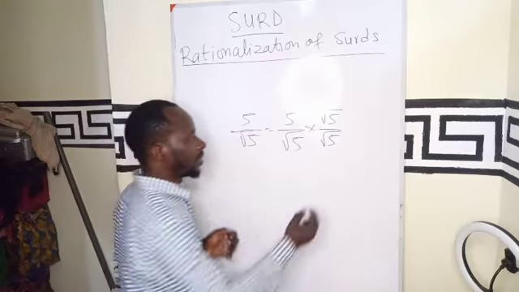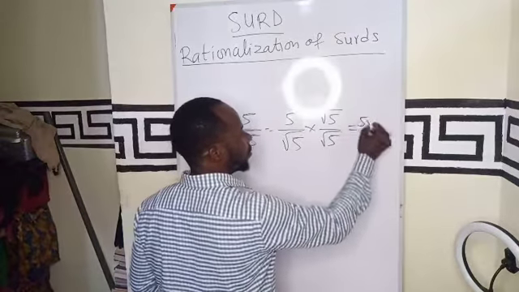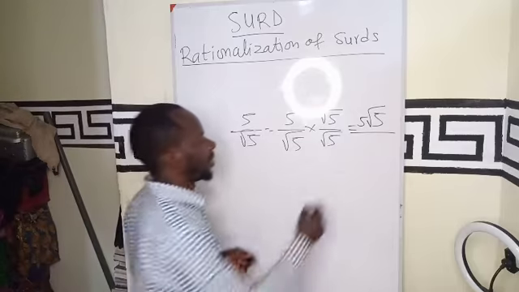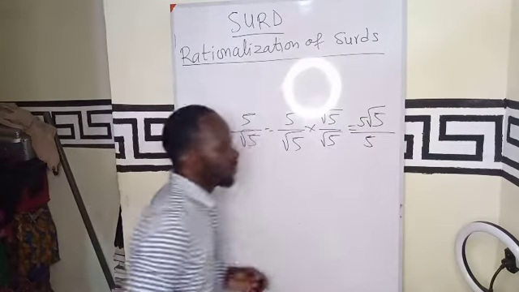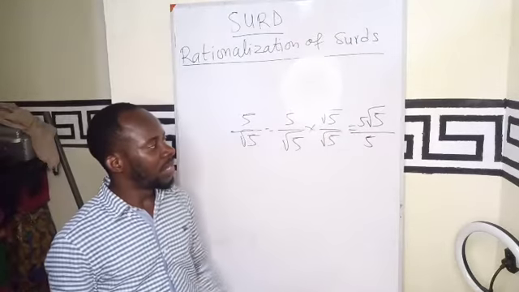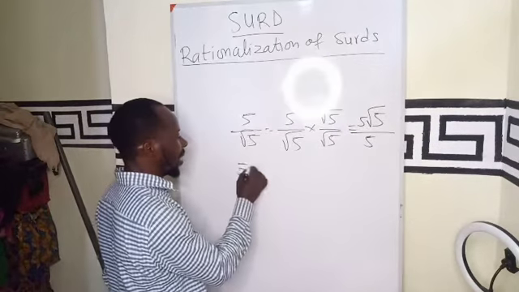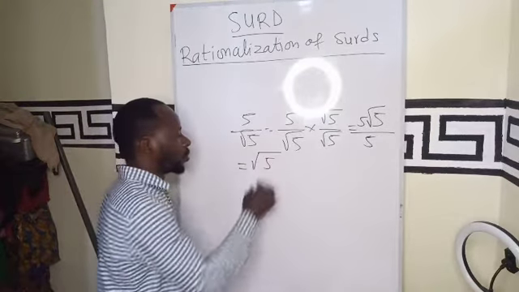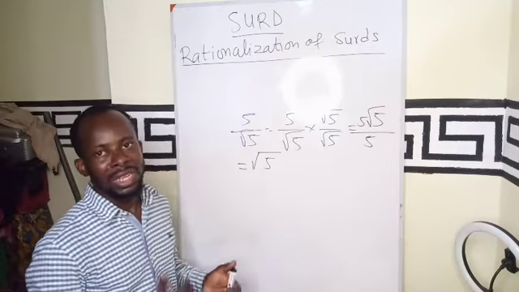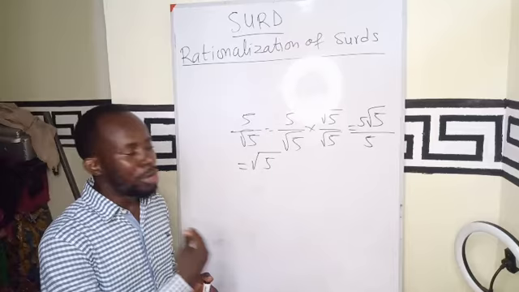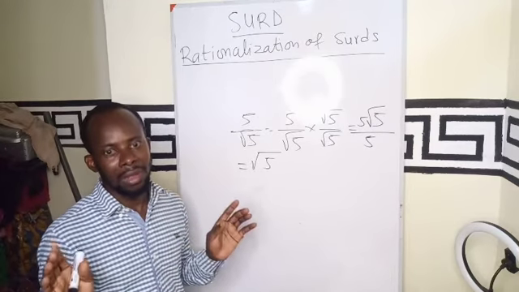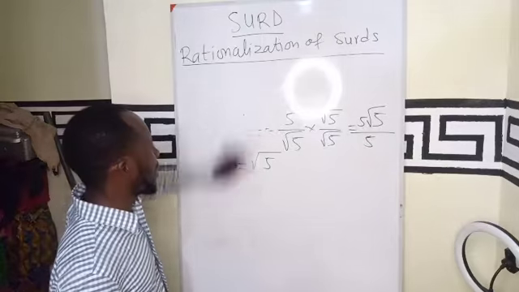So in this case, I'm going to have 5 root 5 over root 5 times root 5 is only what? 5. And we know that this 5 is rational. So our final answer is going to be root what? 5. So in rationalization, all we are doing is that we try to make sure the denominator is only a rational number.